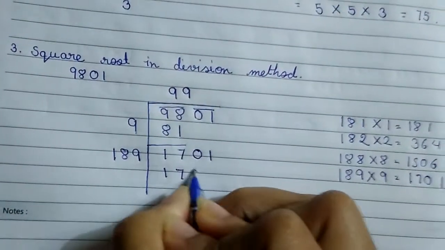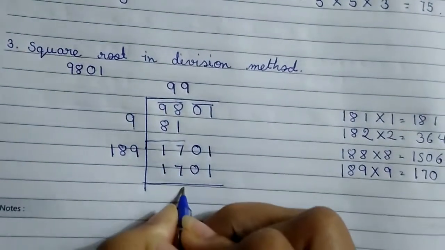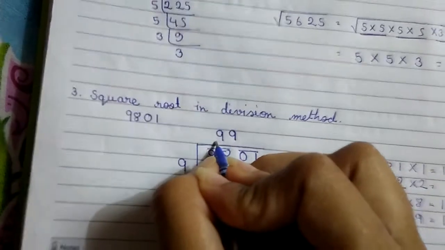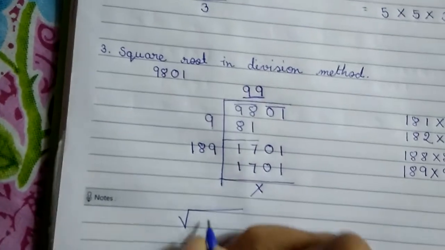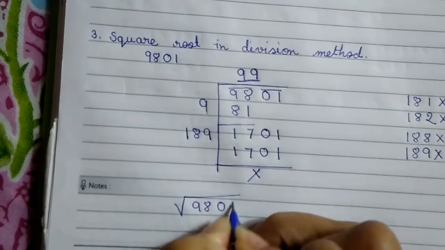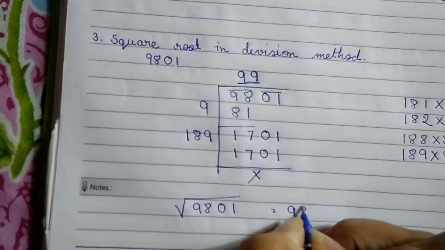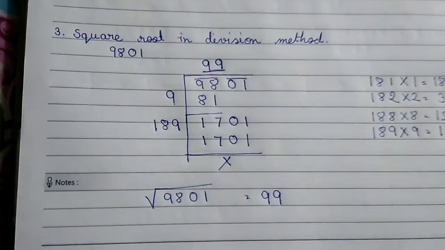1701 is our remainder, as per the question. The quotient of this we got is 99. So the square root of 9801 will become 99. In this way also you can do the square root. This is called the division method.